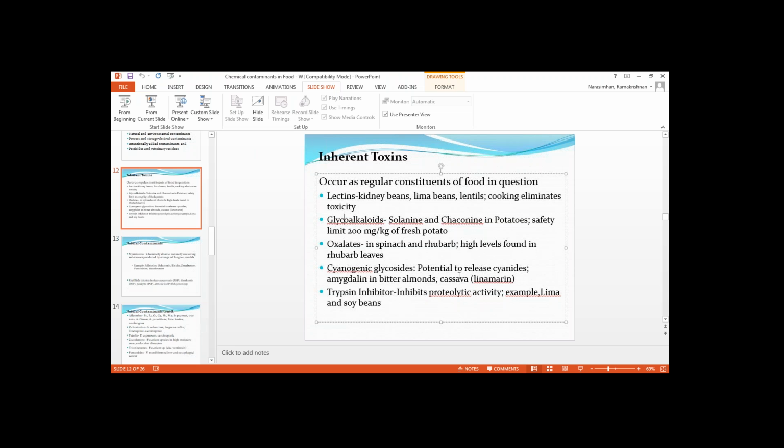Trypsin inhibitors are substances which have the ability to inhibit the proteolytic activity of certain enzymes, which are found throughout the plant kingdom, actually. Examples are lima beans and soybeans. Most of these inhibitor substances are basically proteins, and they get inactivated by heating. So cooking is an important step. Cooking will not only increase nutritional value, but it may also destroy some of these chemical hazards.